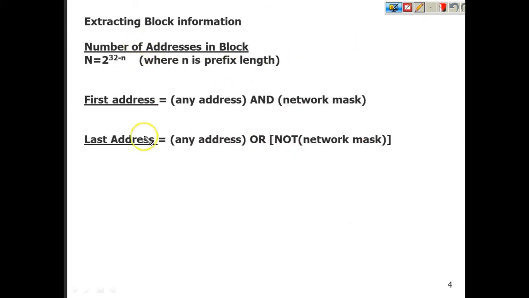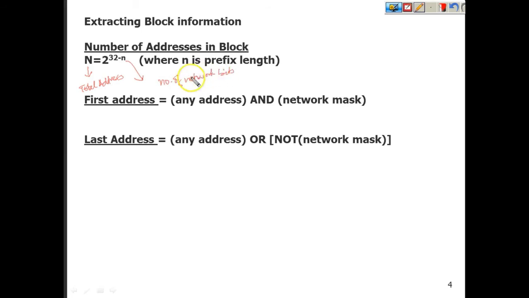These are some important formulas that are always used to get the network information. To find the number of addresses in a block, we use N equals 2 power (32 minus n), where capital N means total addresses in the block, and small n means the number of network bits.